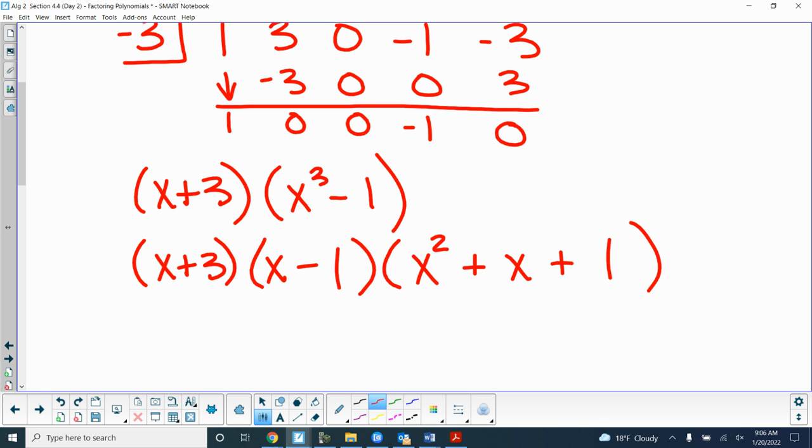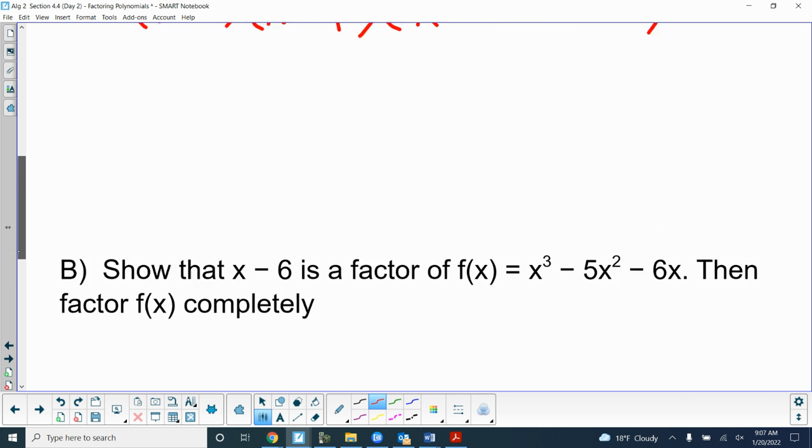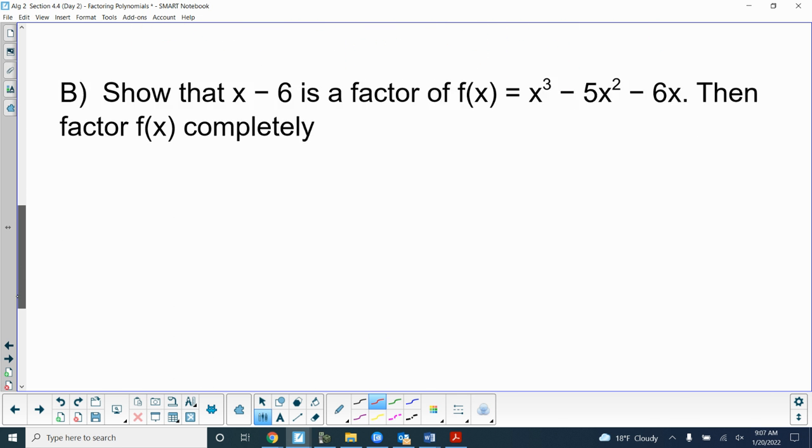Okay? So they're going to have a couple problems like that where it says show that it's a factor. So you show that the remainder is 0. Write your first factor times what you got, and then factor the rest of that one that you got. Finish it up. Does that make sense, that example? All right, so same type of problem.